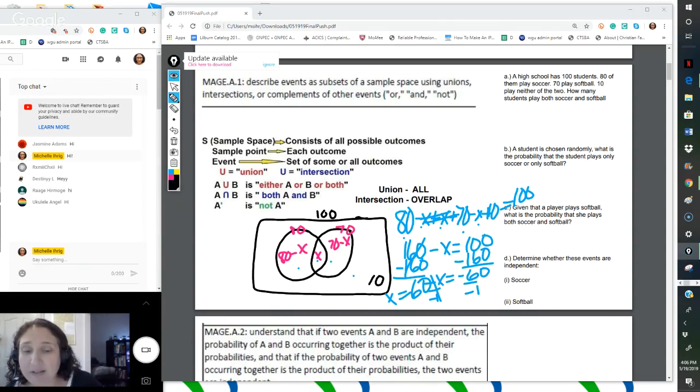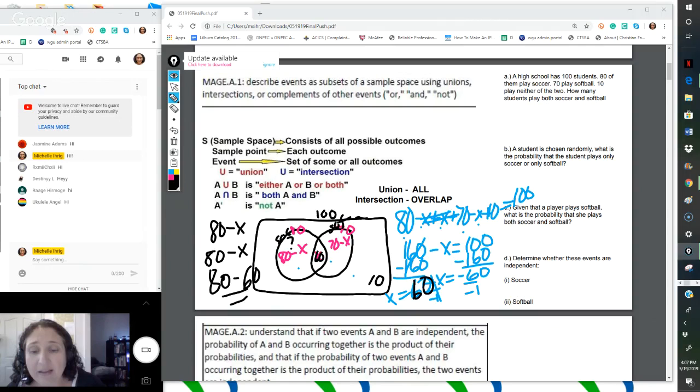So now that I know that middle section is 60 right here, what is my soccer going to be? What am I going to put down in that box? If I know the middle is 60, how much is left for people who just play soccer? Okay, there might be a little bit of a delay because I know it's 80 minus x. And because I just figured out that middle section was 60, this one section here is going to be 20 people, because that whole circle represents 80. 60 people play soccer and softball. 80 minus this 60 means there's 20 left on this side.